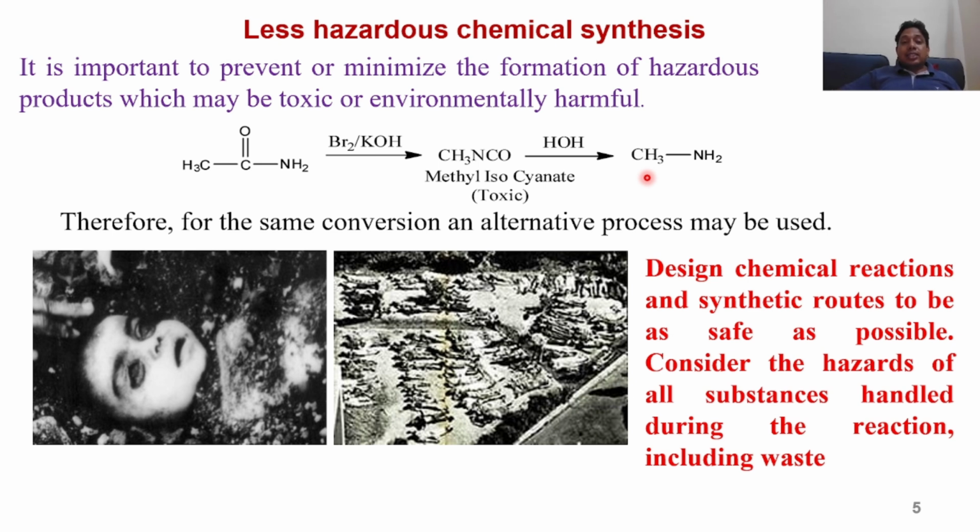If we avoid the formation of methyl isocyanate in this process, we can prevent such accidents, or we can follow a less hazardous chemical synthesis process. For the same conversion, we can avoid this route where methyl isocyanate is formed. An alternative process may be used to synthesize this methylamine. So design chemical reactions and synthetic routes to be as safe as possible. Consider the hazards of all substances handled during the reaction, including waste or byproducts, etc.